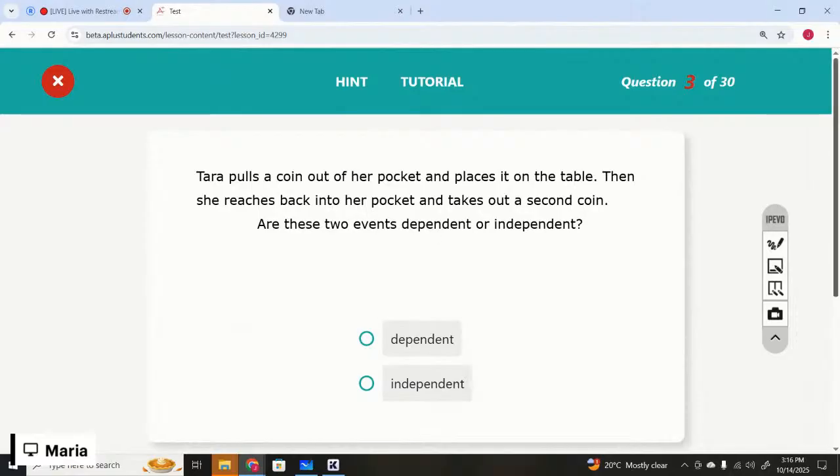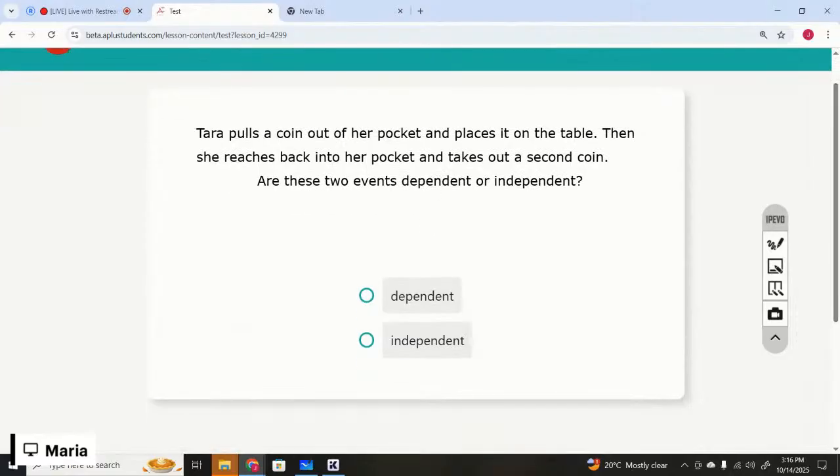Tara pulls a coin out of her pocket and places it on the table. Then she reaches back into her pocket and takes out a second coin. Are these two events dependent or independent? So, for example, the first time she picks a coin from her pocket, she has four coins, right? The second time she has one less than before. So that means they are the dependent events. Option number one is the correct option.